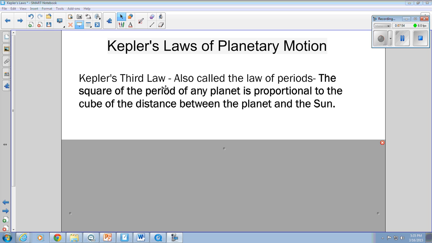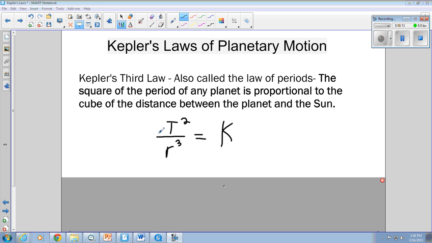Kepler's third law is a ratio. It's also called the law of periods. It says that the square of the period of any planet is proportional to the cube of the distance between that planet and the sun. So your period squared over your radius cubed is going to be equal to some constant. Some people write it like this and call that Kepler's constant. Some people you'll see write it with r cubed over t squared as some constant.